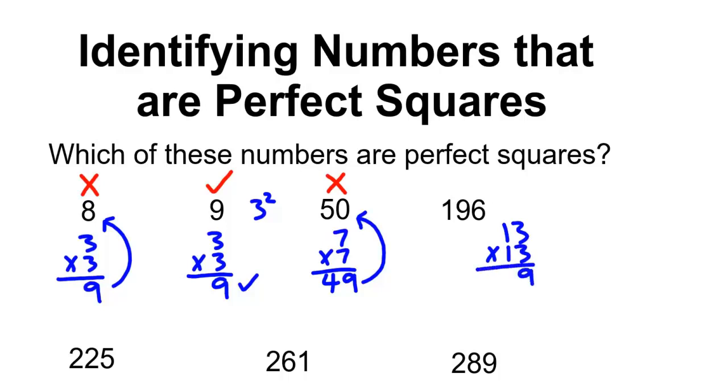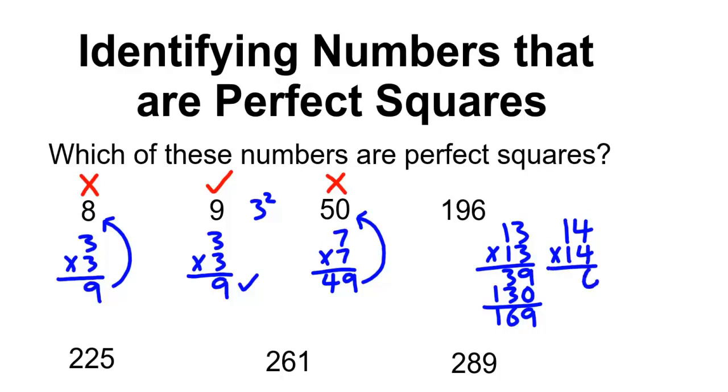3 times 3 is 9, and 3 times 1 is 3. Then, since the 1 is in the tens column, I'll put a 0 first. 1 times 3 is 3, and 1 times 1 is 1. 39 plus 130 is 169. It's pretty far off, so we'll try 14 times 14.